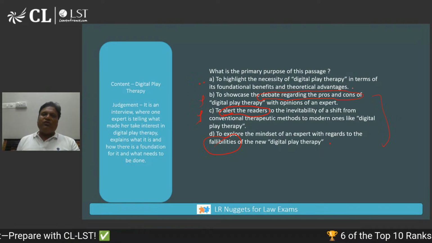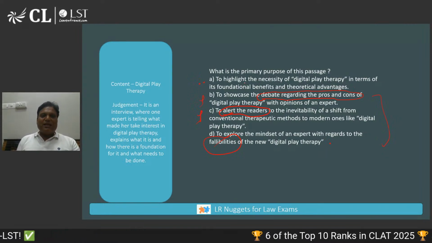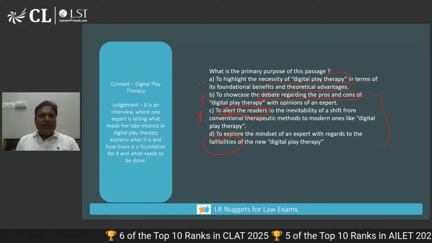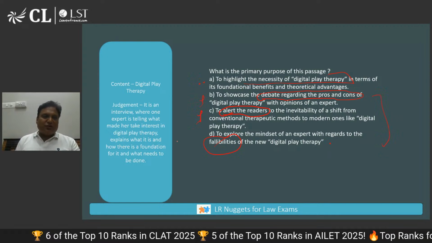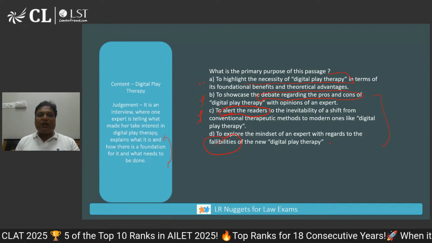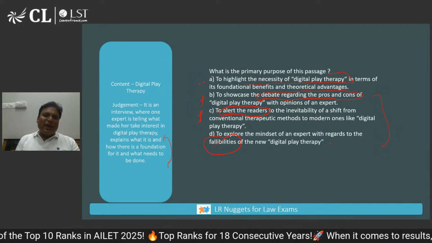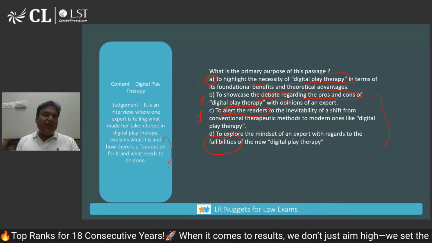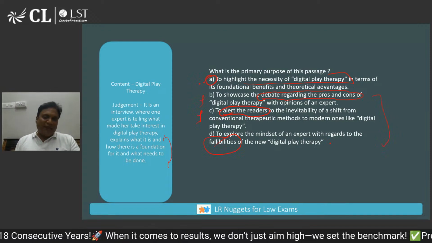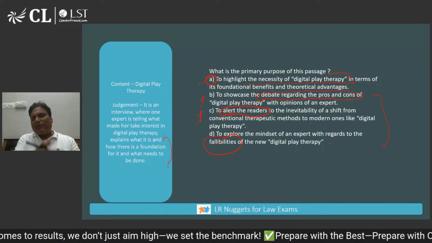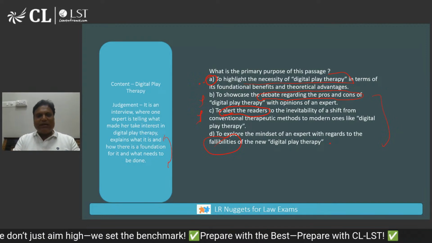A, I was not sure of, so I have to revisit and see: to highlight the necessity of digital play therapy. Okay, fine. In terms of its foundational benefits, the foundational benefit is given in the last paragraph. So we have that covered in our judgment also. So A is the right choice, although I believe it could have been framed in a better manner. But this is an exam question, I'm simply picking it up. Going by the method that I have deployed, we can easily say that A is the right answer.